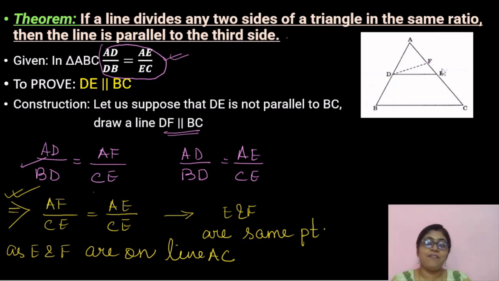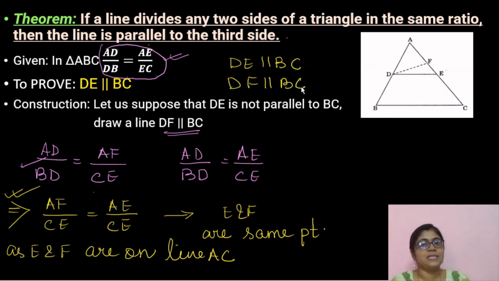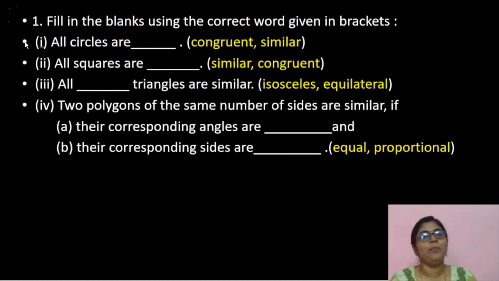As E and F coincide with each other, we can say if AD by BD equals AE by EC, then DE is parallel to BC. Because we have assumed DF is parallel to BC, and E and F are the same point, so DE is parallel to BC. I hope both the theorems are clear to you. So, let's solve some questions so that you will be more clear. I hope you are liking the video.